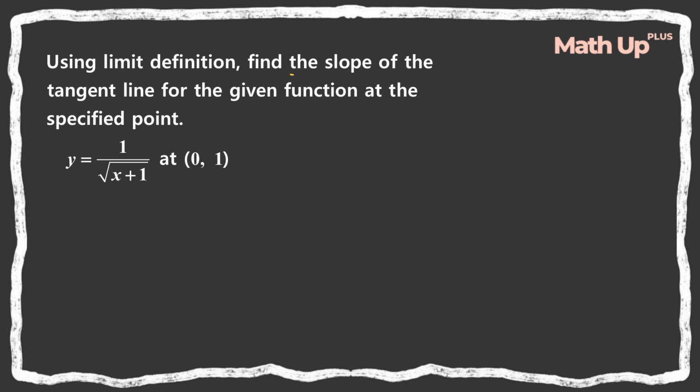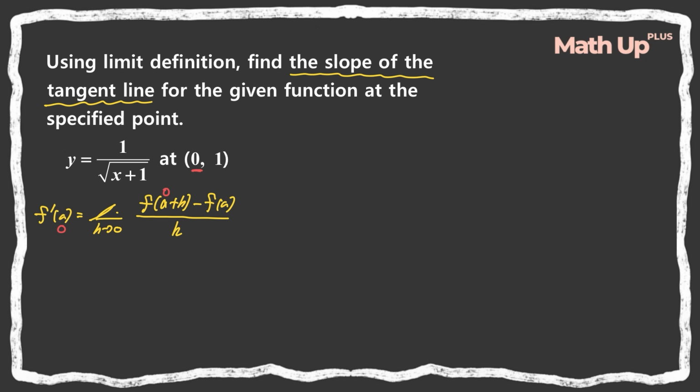The definition of the slope of the tangent line for the function at x equals a is f prime of a equals the limit as h approaches 0 of f of a plus h minus f of a, over h. Since x equals 0, we have to substitute 0 for a.